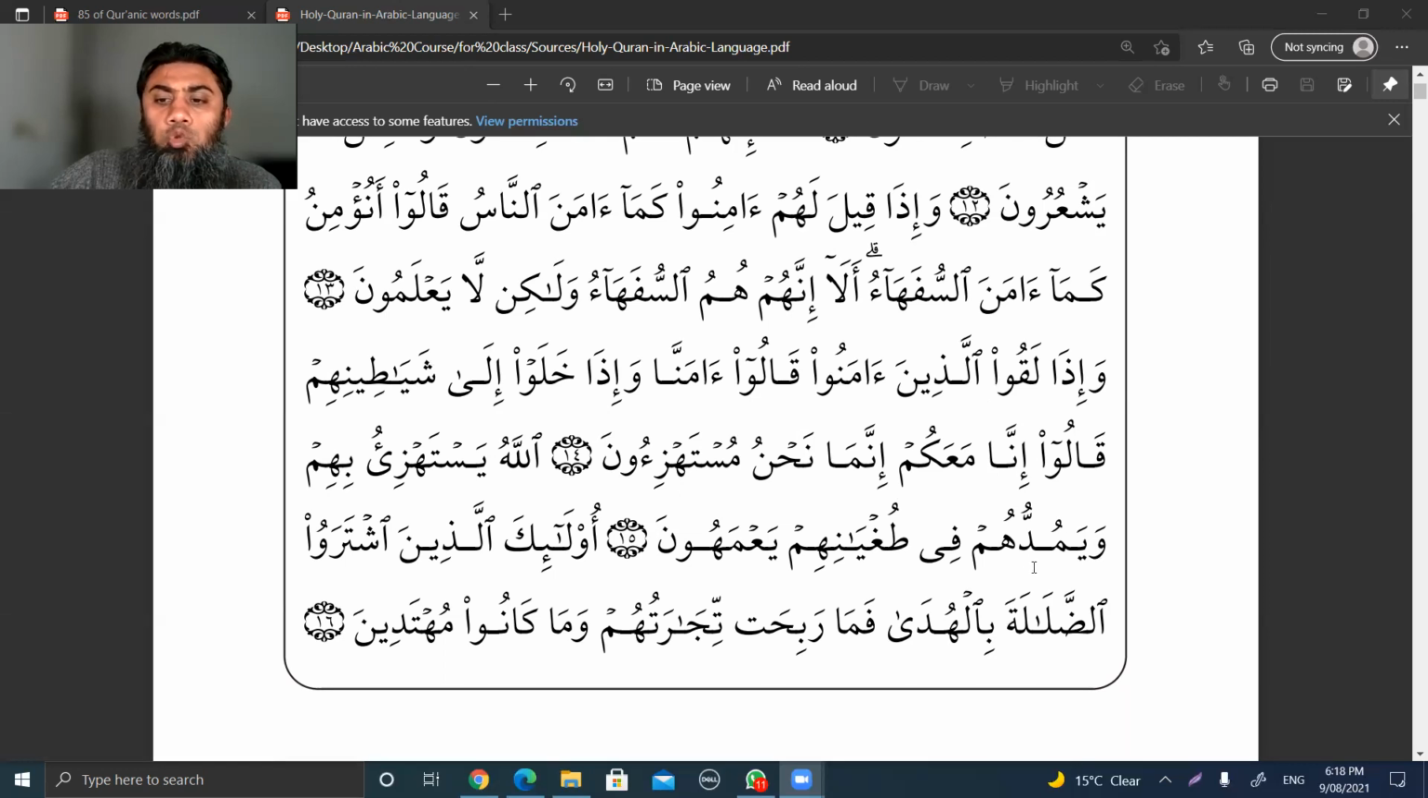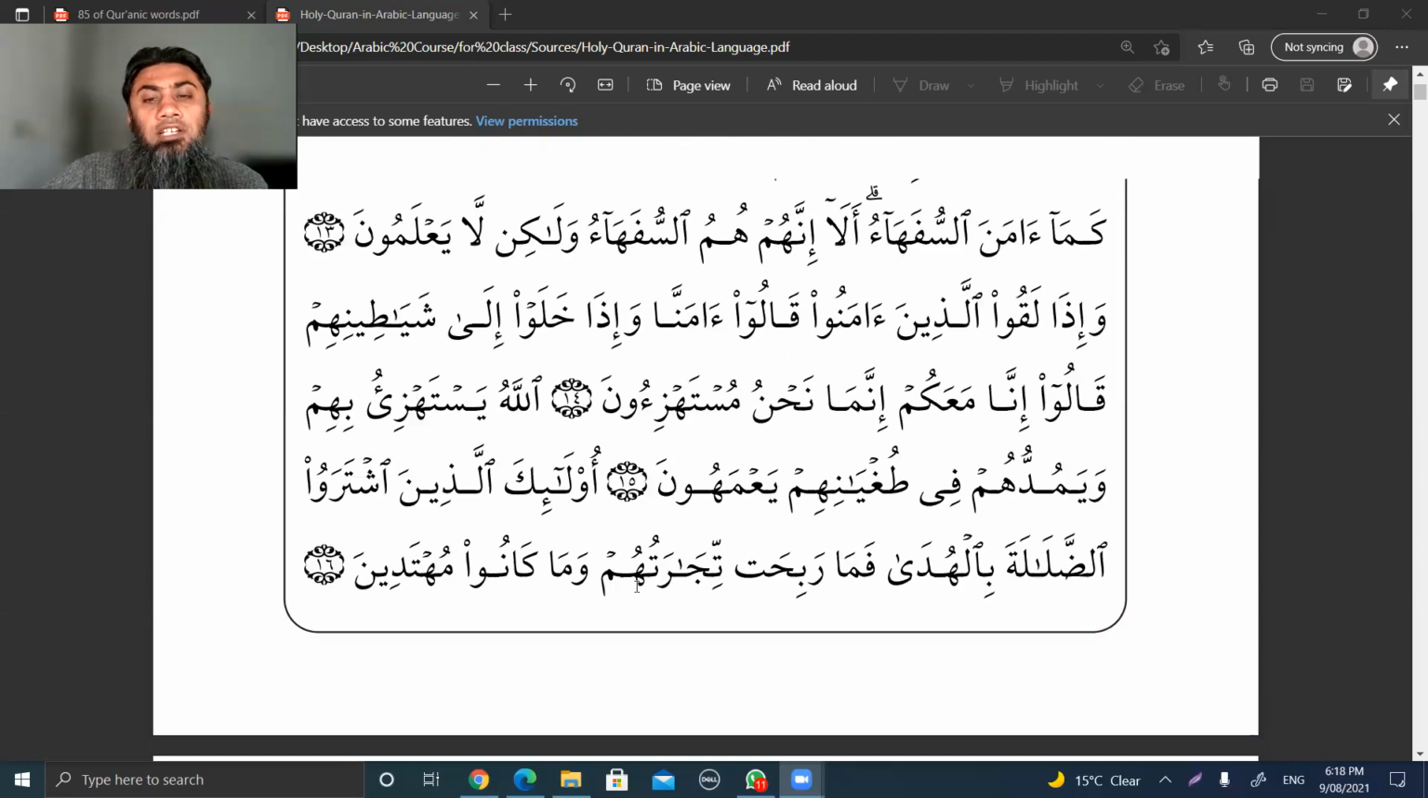This yamuddu is mudare number 1. Ya'mahuna is mudare number 3. So these were the 2 pages, inshallah.